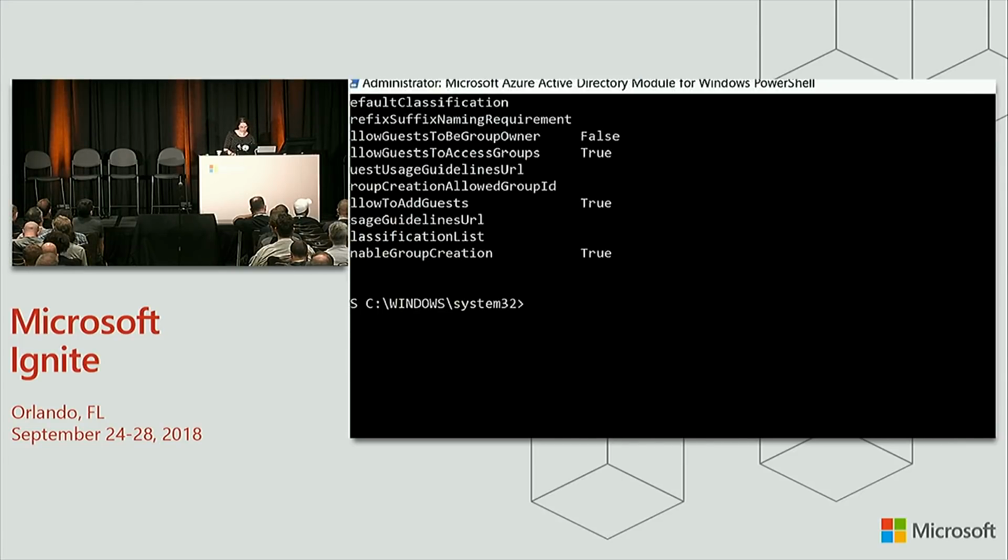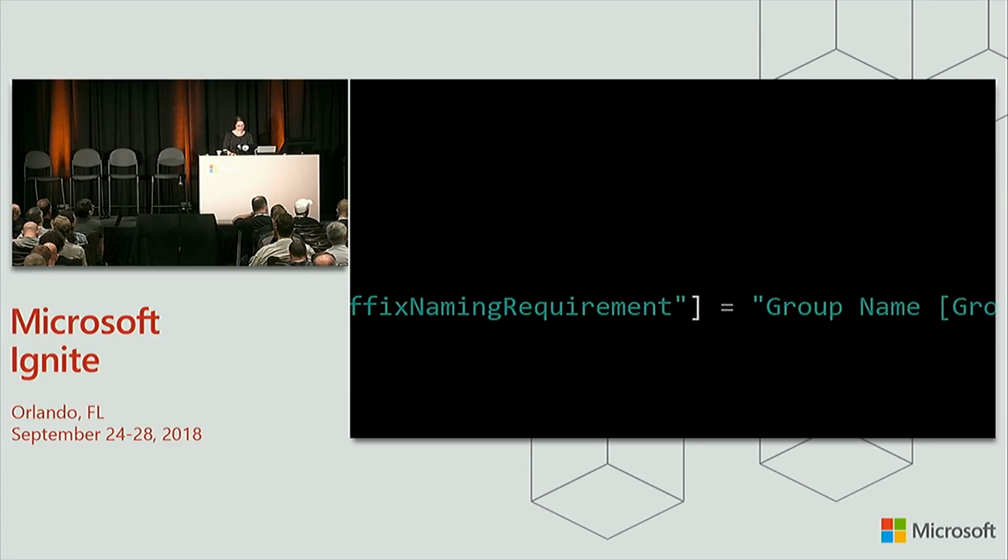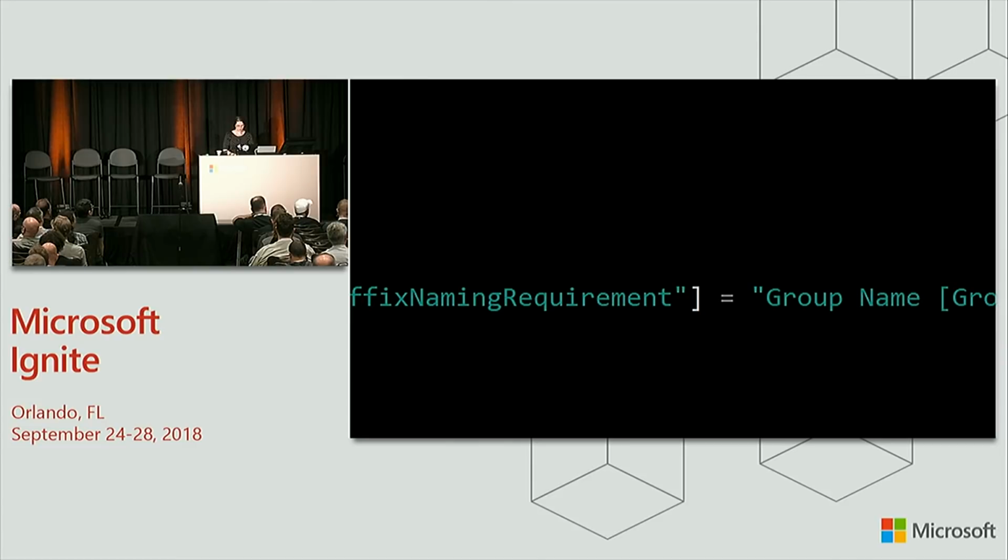I'll show you really quickly what updating these settings would look like. So I've stored all of these settings in this variable, and I may want to update the prefix-suffix naming requirement. So I may just call it group name. This is going to take what the end user inputted as the group name, that's that little bit at the end, and just prefix it with group name. So that you know, okay, anything that doesn't have group name as a prefix is going to be something that was created by my IT department, by my IT admins, because they're not subject to this naming policy. Anything else is going to be created by an end user. So it's a quick way of distinguishing between these two.